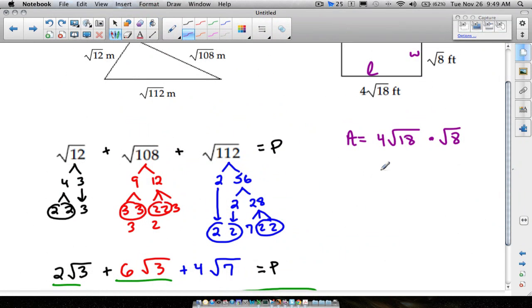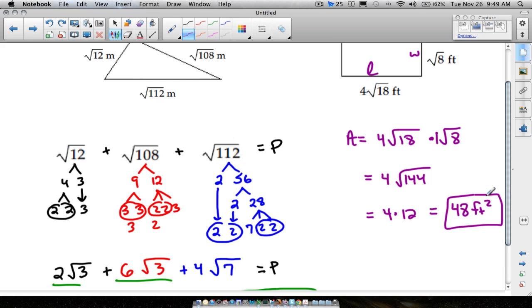All right, so the two approaches that you can take, you can multiply these two houses together. So I'm going to go ahead and do that right now. 4 times an understood 1, that's still going to be 4. Square root of 18 times square root of 8. If you take 18 times 8, you get the square root of 144. If you didn't notice this, square root of 144 is a nice number. So we have 4 times 12 because the square root of 144 is 12. And therefore the area here, 4 times 12, will be 48 square feet. That's your final answer to that problem.